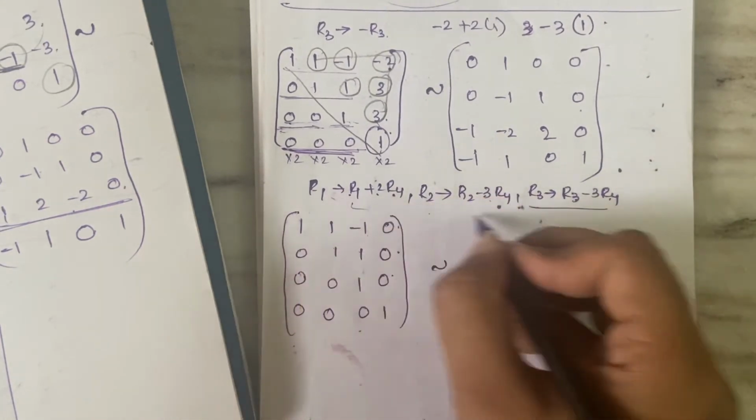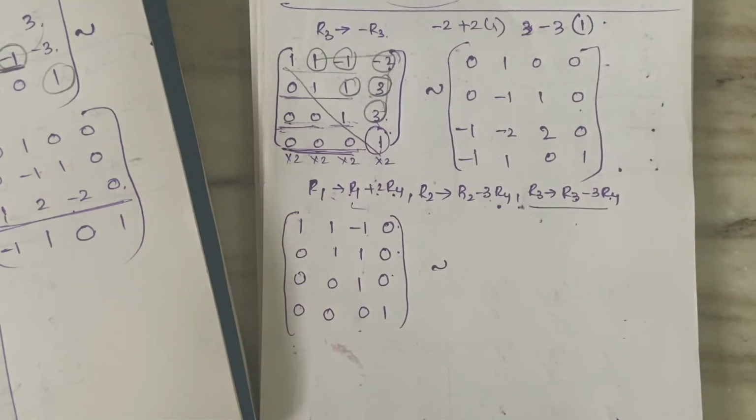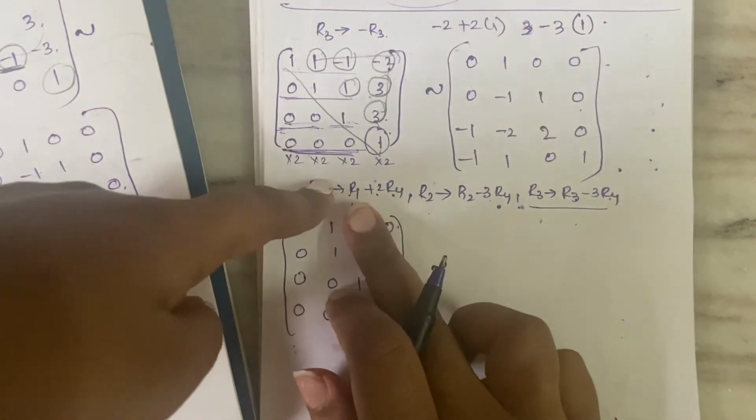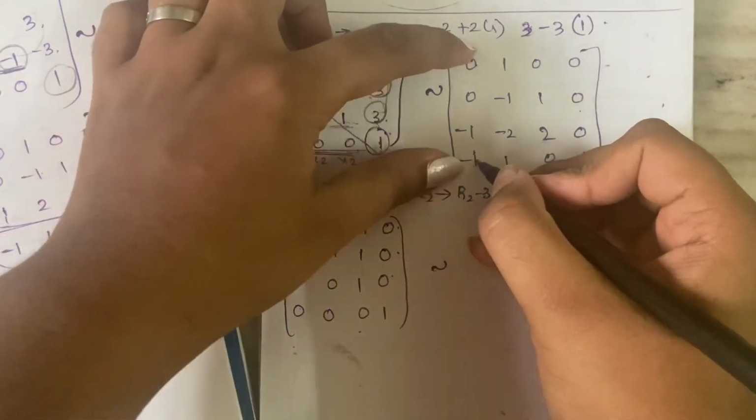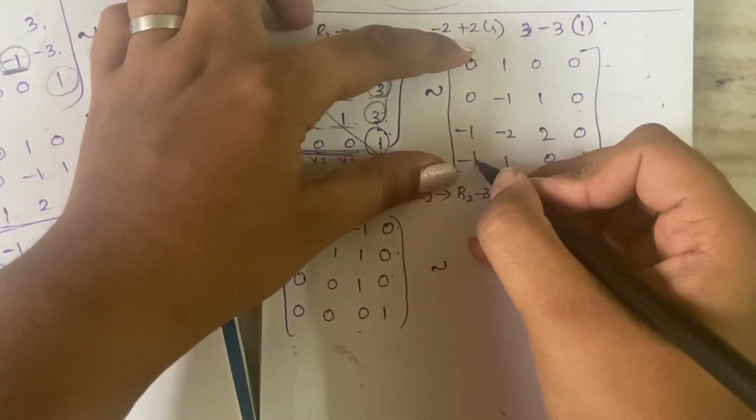Now apply the same 3 operations to this matrix as well. So R1 will be R1 plus 2 R4, right? R1 plus 2 R4. 0 plus 2 into minus 1. You will get minus 2.